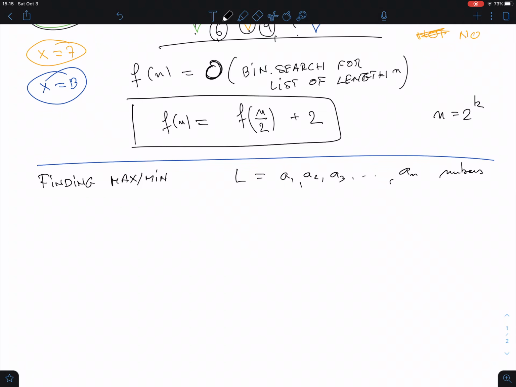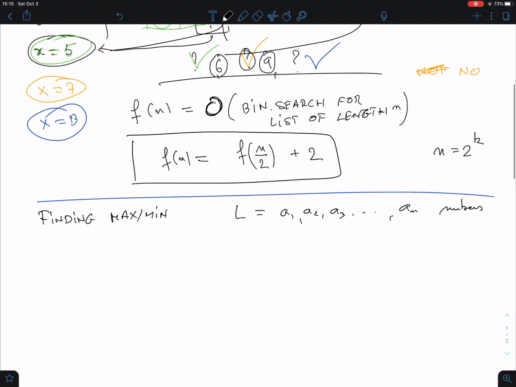Let's say we have to find the maximum and minimum in this list: 3, 17, 2, 14, 25, 1, and 19. That's again 8 elements, again because we're going to keep dividing in 2, so we want a power of 2 here. So here n is 8, which is 2 to the power 3. So how does this work?